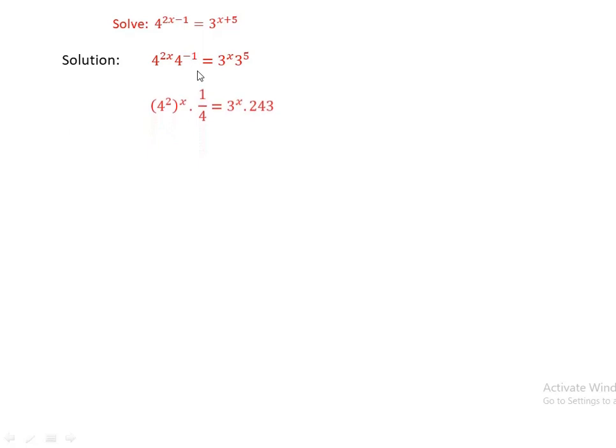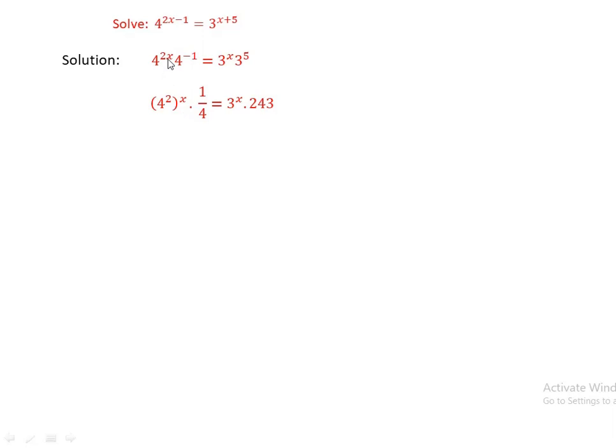Again, since 4 to the power of 2x is the same as 4 to the power of 2 to the power of x. This is using the rule that x to the power of m, in brackets, to the power of n is the same as x to the power of m times n. So that means x to the power of m times n is the same as x to the power of m times n.